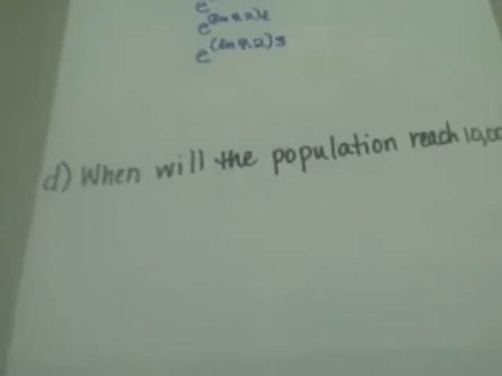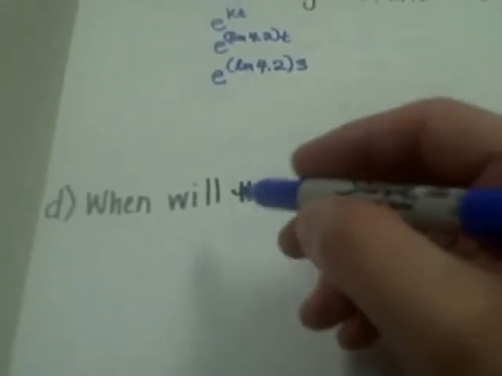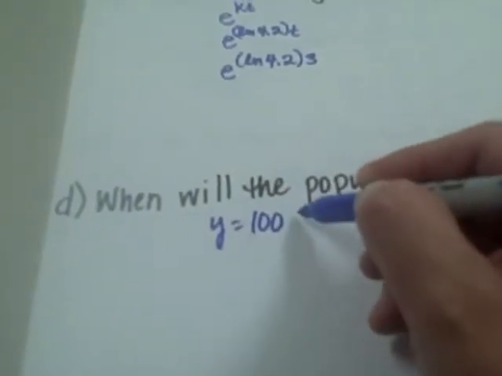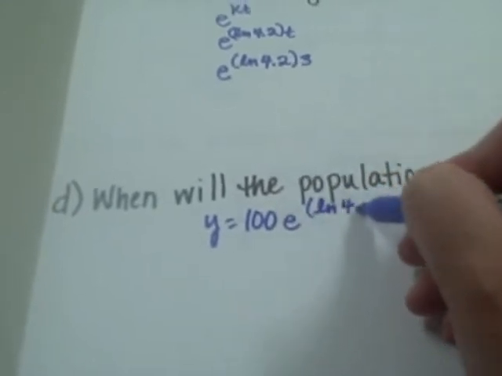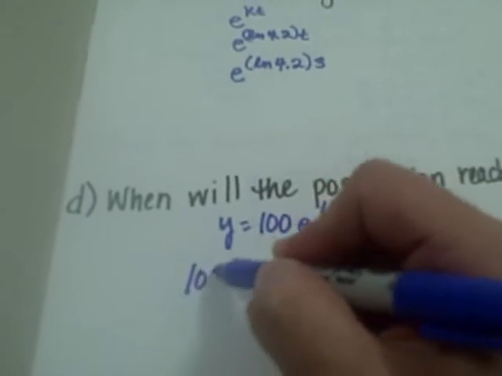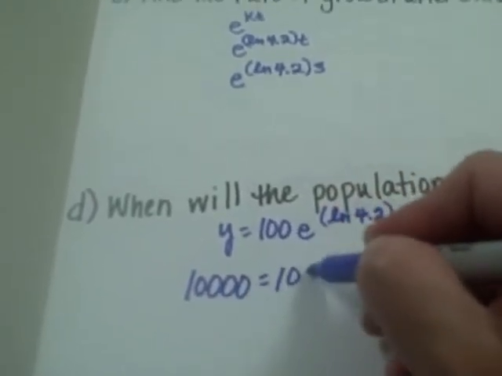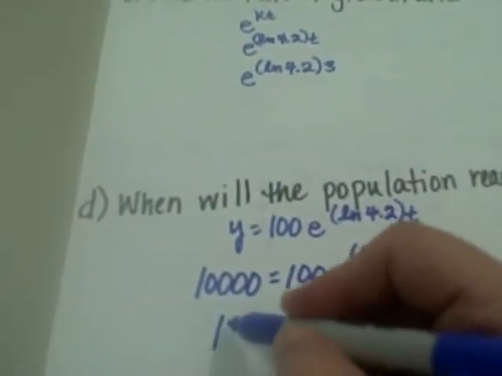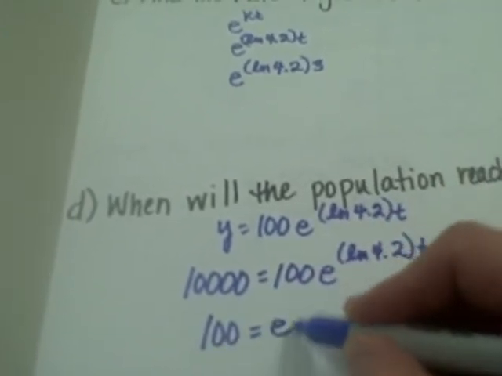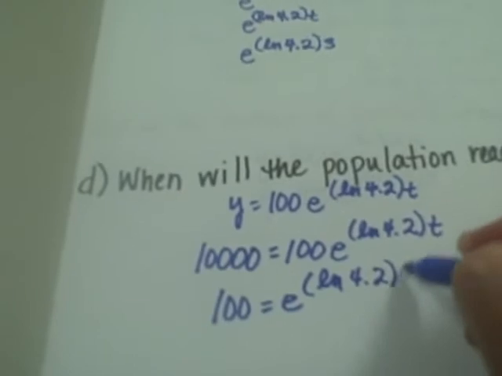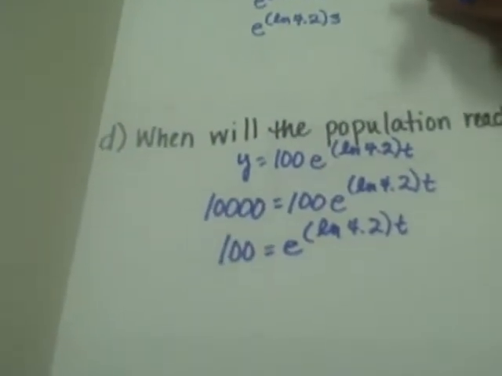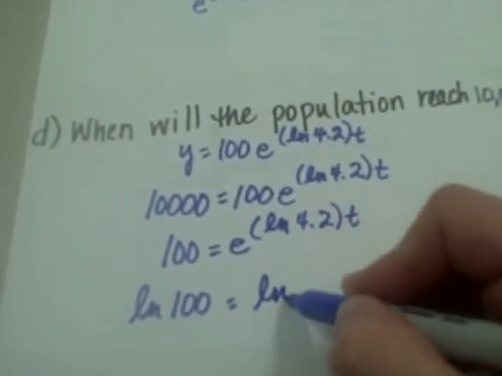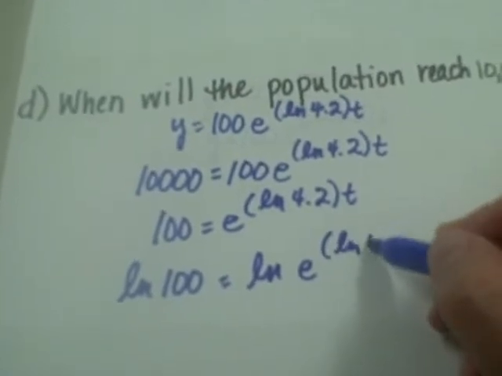Finally, when will the population reach 10,000? Part D. We know that this population of 10,000 is for y. So we're going to put in 10,000 for y, and we'll solve our equation for t. First, we'll divide by the 100, giving us 100 equals e to the ln of 4.2t. And then again, we'll have to take the logarithm of both sides. So the ln of 100 equals the ln of e to the ln of 4.2t.